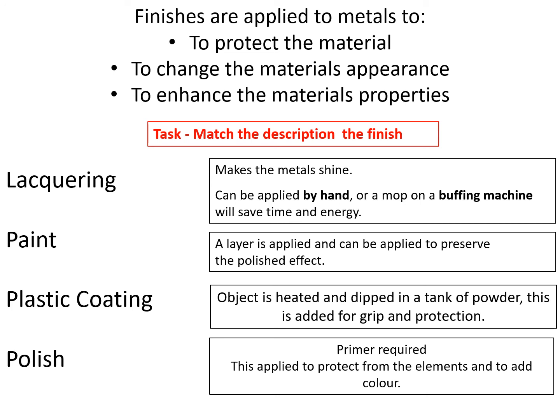Plastic coating. This is the one directly opposite. The object is heated and dipped in a tank of powder. This is added for grip and protection. And lastly, polish. This makes the metal shine. It can be applied by hand, a mop, or a buffing machine, and will save time and energy.